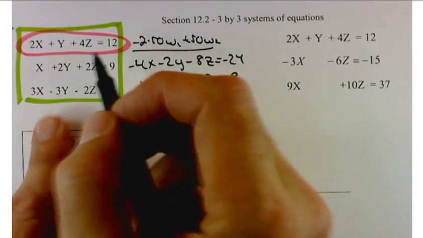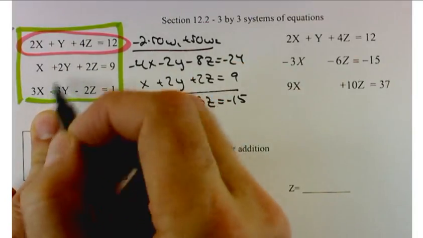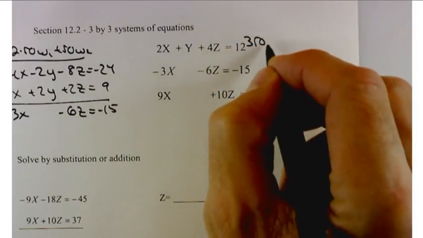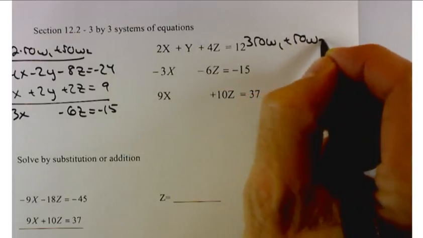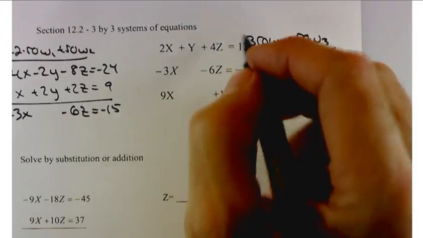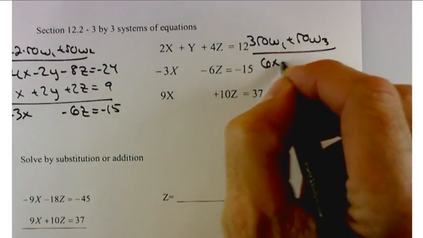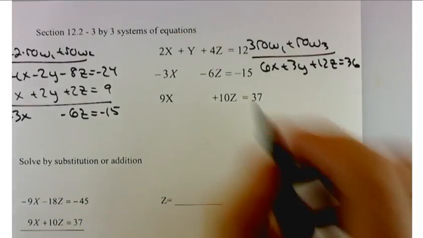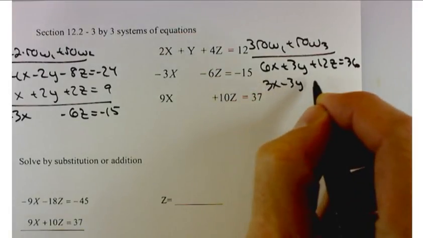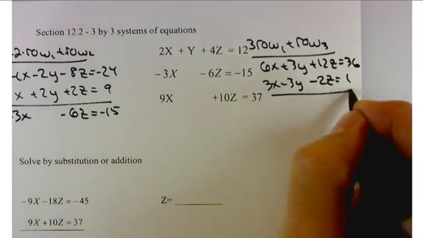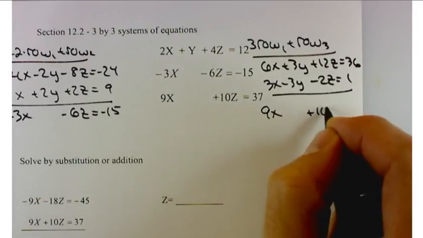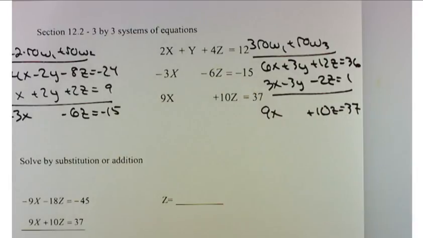Okay? Now, what do I need to do in a similar fashion to get rid of the negative 3y term here? Multiply row 1 by what? 3. So it's going to be 3 times row 1 added to row 3. 3 times row 1 is 6x plus 3y plus 12z equals 36. And I'm going to add that to 3x minus 3y minus 2z equals 1. So what equation pops out of that? Well, 9x plus 10z equals 37.